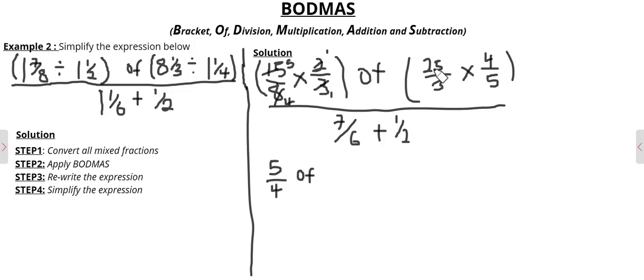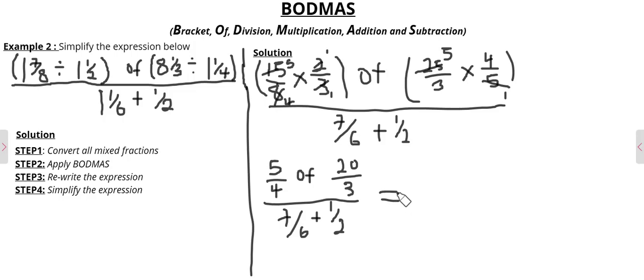Then 25 can be divided by 5, correct? And when 25 is divided by 5, here will give us 1 and 25 will give us 5. So 5 times 4 is going to give us 20 all over 3 times 1 is going to give us 3. So we have all over here 7 all over 6 plus 1 all over 2.